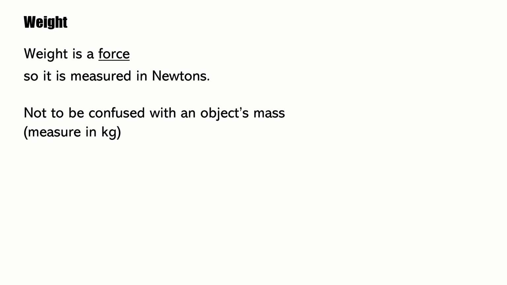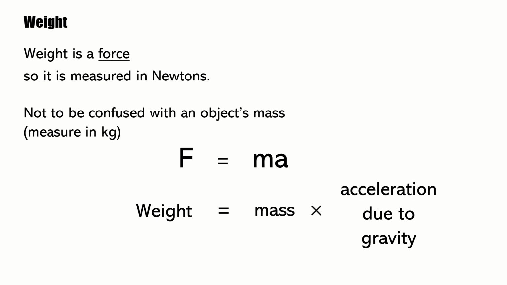And the calculation for that all comes from this equation, F equals ma, because the force of weight is calculated by doing the mass of the object times by the acceleration due to gravity. And of course, the acceleration due to gravity on Earth is what we call the constant g.